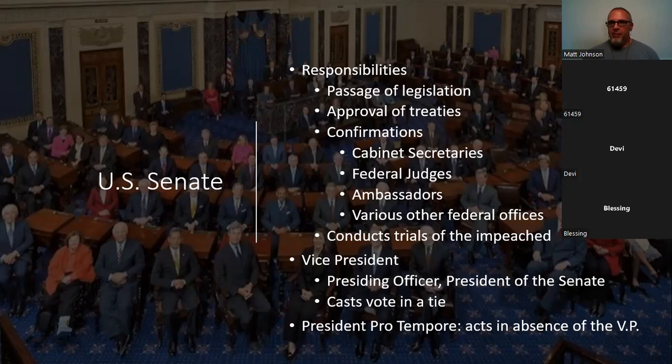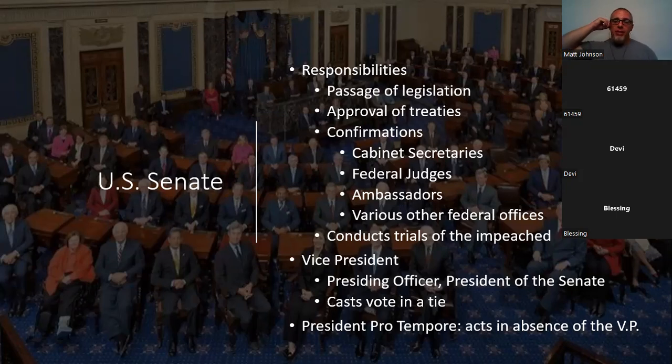Responsibilities, obviously, again, passage of legislation, first and foremost, passing bills. Approval of treaties. So the president could sign a treaty, but it's up to the Senate to agree on that. Another large responsibility, and this also becomes a point of contention a lot of times, is the confirmation of certain federal offices. So all of the president's cabinet secretaries, Secretary of Defense, Secretary of the Treasury, the Attorney General, and on and on, go through confirmation hearings, and the Senate has to vote on them.